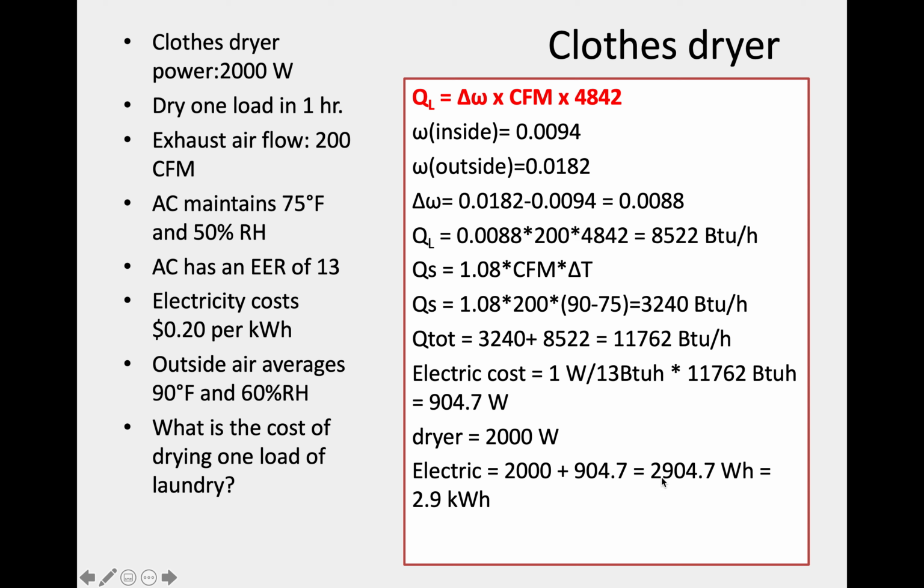So we combine that, that's 2.9 kilowatt hours. And if that's times 20 cents per kilowatt hour, it's 58 cents per load of laundry. So take from that whatever you will. I hope this helped you understand how to use the psychrometric chart to find these state points, and then also to combine the different components of air and electric costs or electric uses to see how latent heat, sensible heat, and electric heat addition all combine into a total cooling load.